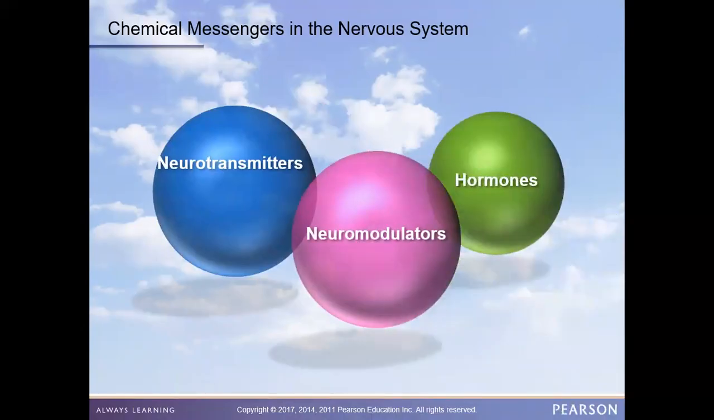Three main types of chemical messengers are in the nervous system. First, there's neurotransmitters. You might think of these as messages that tell other neurons what to do. Tell neurons to do a thing. There's hormones. Hormones are these messages to glands and organs in the body.